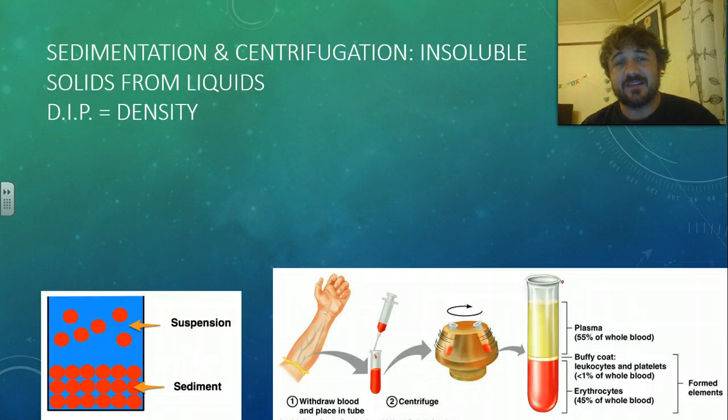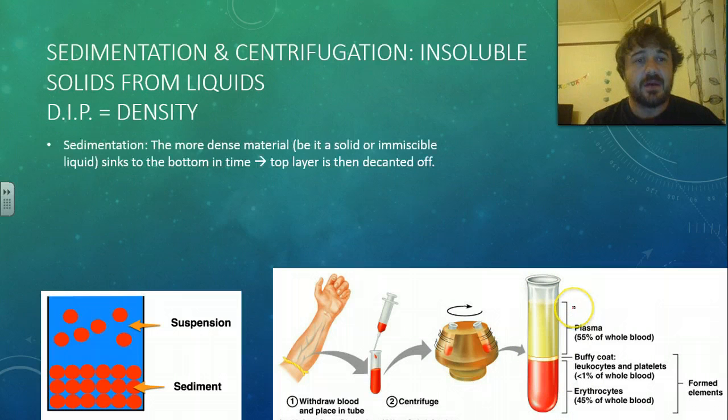Sedimentation and centrifugation. Again, we're still talking about insoluble solids from liquids, but we can also use this for immiscible liquids. That's two liquids that don't dissolve, and that's actually the example we have over here. Sedimentation, basically, as you can see here, the dense material sinks to the bottom, can be a solid or an immiscible one, and the top layer is then decanted off, which just means to be poured off.